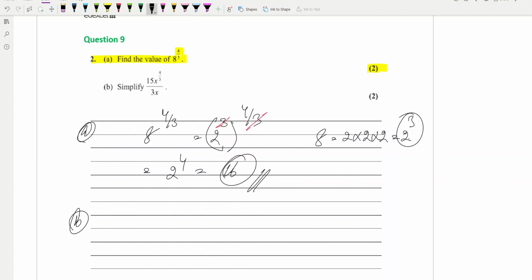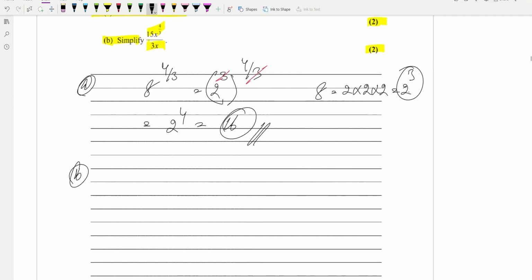Now for the B part, you can see this is simplify this over this, which is a 2 marks question. So we can write the question, 15 raised to the power 4 by 3 over this is 3x. So we can write it as basically 15. No, it's 15x. I copied the question mistakenly. This is also like mistakes. Students are copying the question wrong, as I have just copied. So always make a habit that after writing the question, just double check whether the question you copied is correct or not.